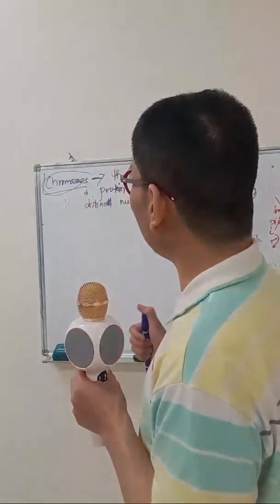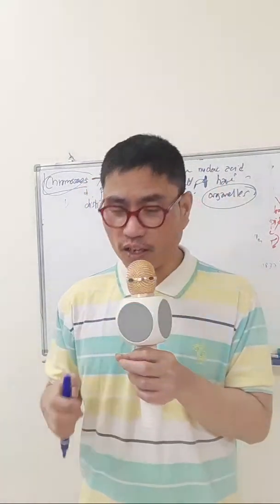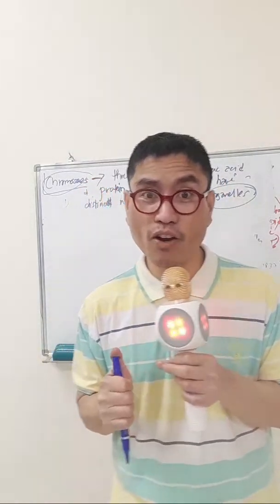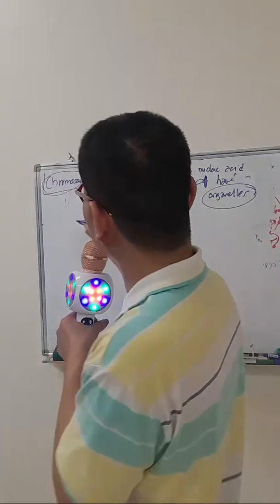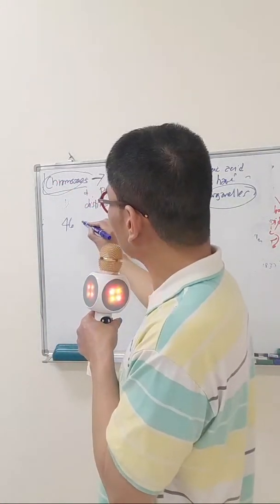Now we have 46 chromosomes in our body, if you remember biology, right? 46 chromosomes.